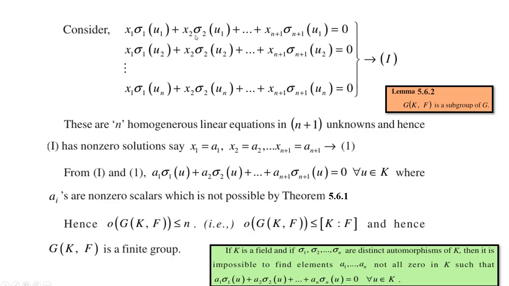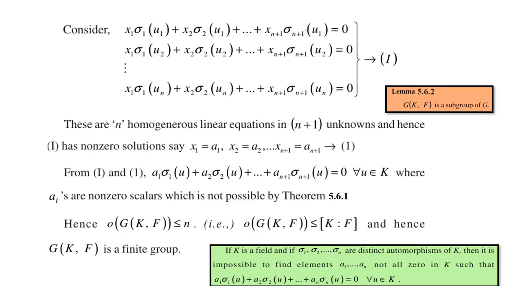x1 sigma 1 u1 plus x2 sigma 2 u1 and so on, this equal to 0. And we have u1, u2 and so on up to un, so n plus 1 unknowns. And how many equations do we have? 1, 2, 3 up to n. So n equations in n plus 1 unknowns. These are the unknowns. So these are n homogeneous linear equations in n plus 1 unknowns, and therefore they should have a non-zero solution.